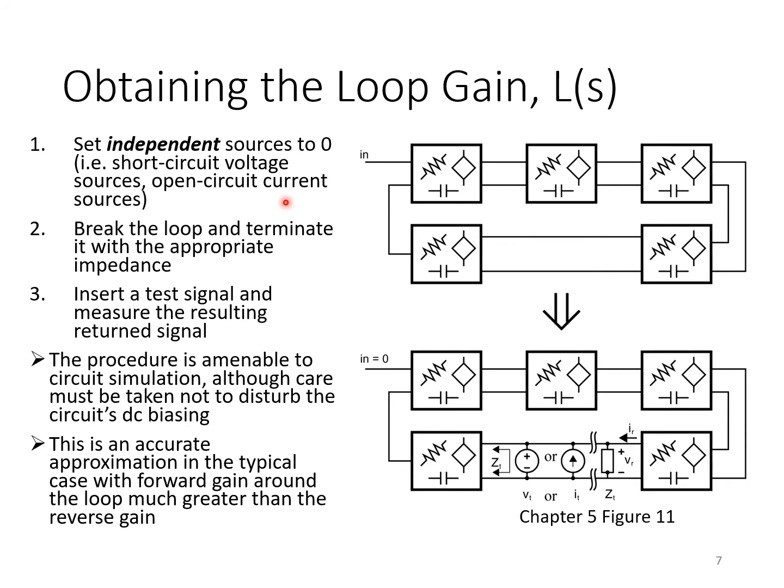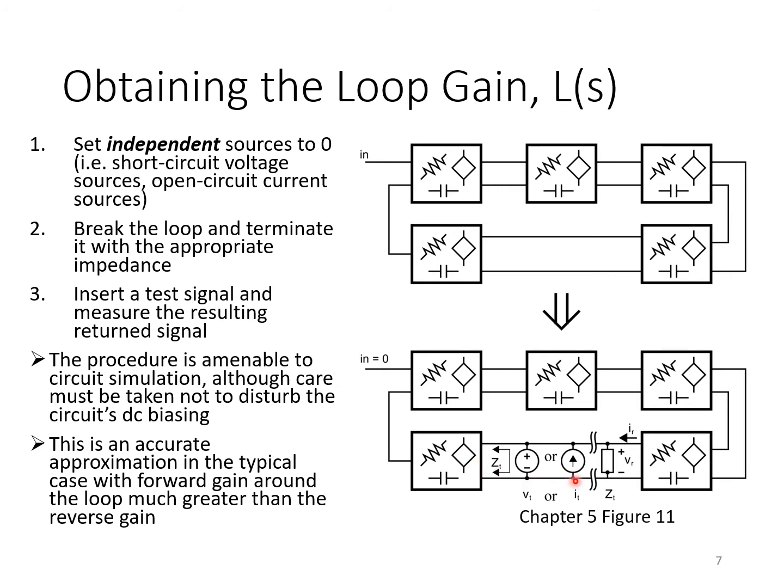If you have an independent current source, you set it to 0, and therefore it becomes an open circuit. The second step is that you select the place to break the loop and terminate it with an appropriate impedance. So, for example, we may select this point in the feedback loop here. We break the loop, break the connection, and we apply a termination impedance here. We connect ZT so that it is equal exactly to the impedance that we would see looking this way into the remainder of the feedback loop.